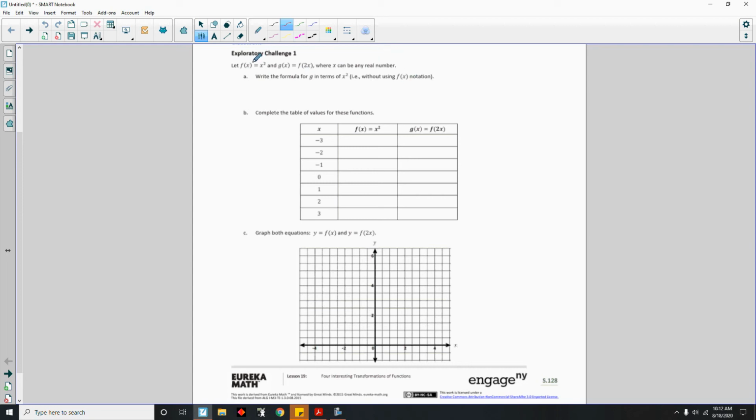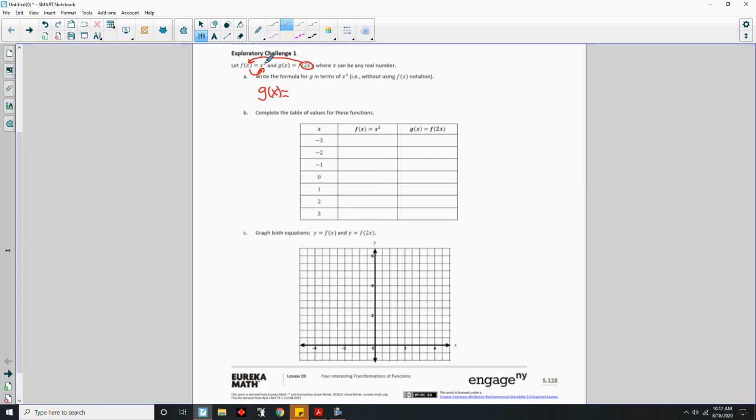So f of x is x squared. f of 2x, so what you're going to do is simply take this 2x, substitute it in place of this x, and then say g of x equals f of 2x, and f of 2x will now replace x here. So it's kind of like a substitution full circle type thing. So I'm going to say g of x equals, and I want it to say f of 2x, but not using the f of x function.